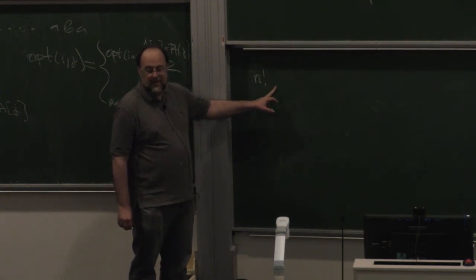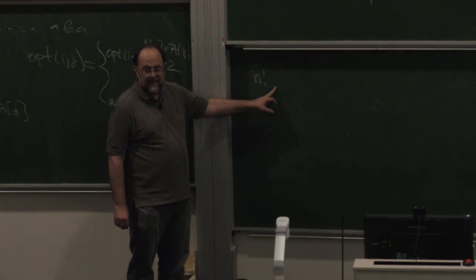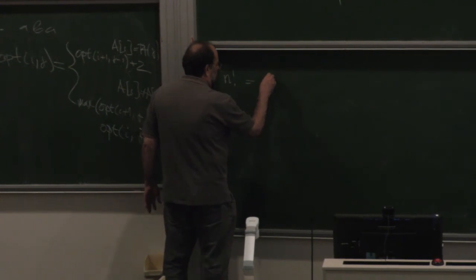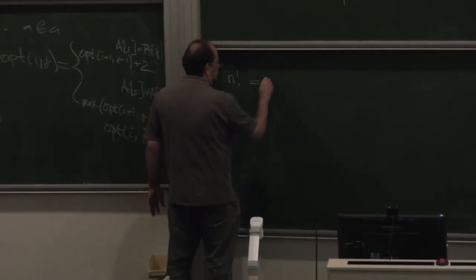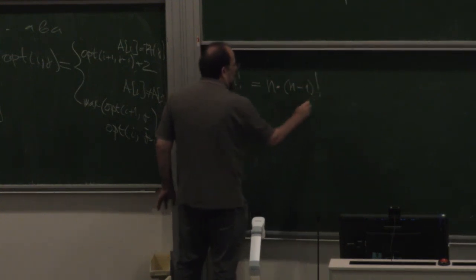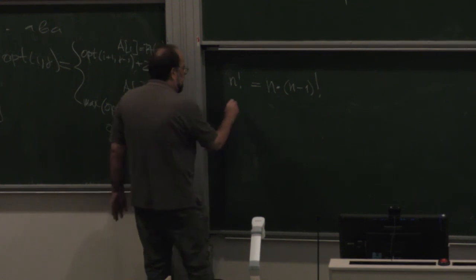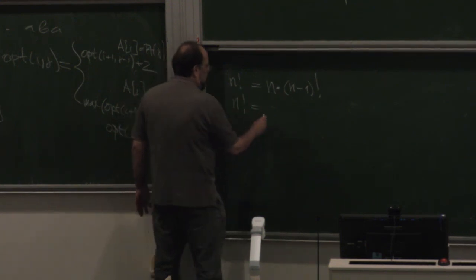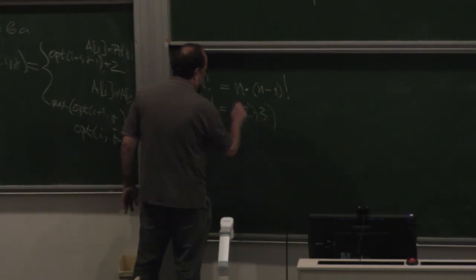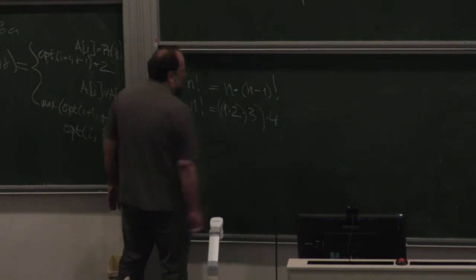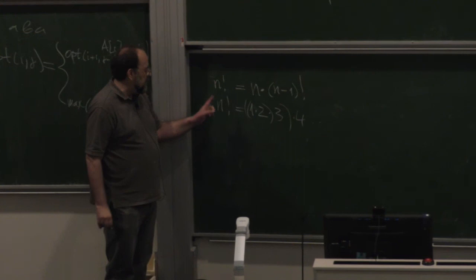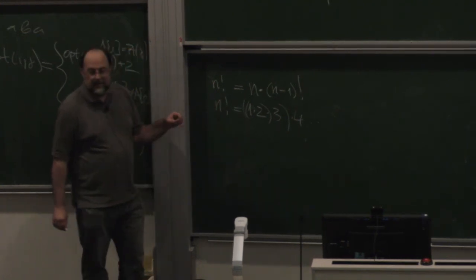So n was 6, for example. So it's 6 times 5 times 4. Yes. So this can be written as n times (n minus 1) factorial, right? But n factorial can also be written as 1 times 2 times 3 times 4 and so forth. What's the difference in executing this versus executing that?